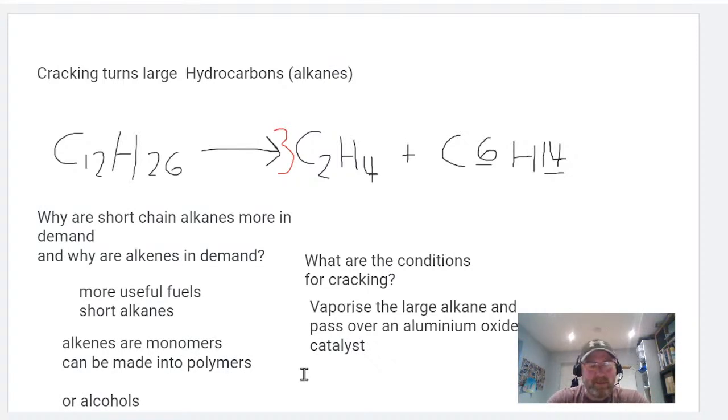You mix it with steam and heat it to a high temperature. This is AQA, yeah. The 450 degrees and 200 atmospheres, that's your Haber process there, with an iron catalyst. Yeah, so your Haber process, 450 degrees, 200 atmospheres, and of course, an iron catalyst, Fe.